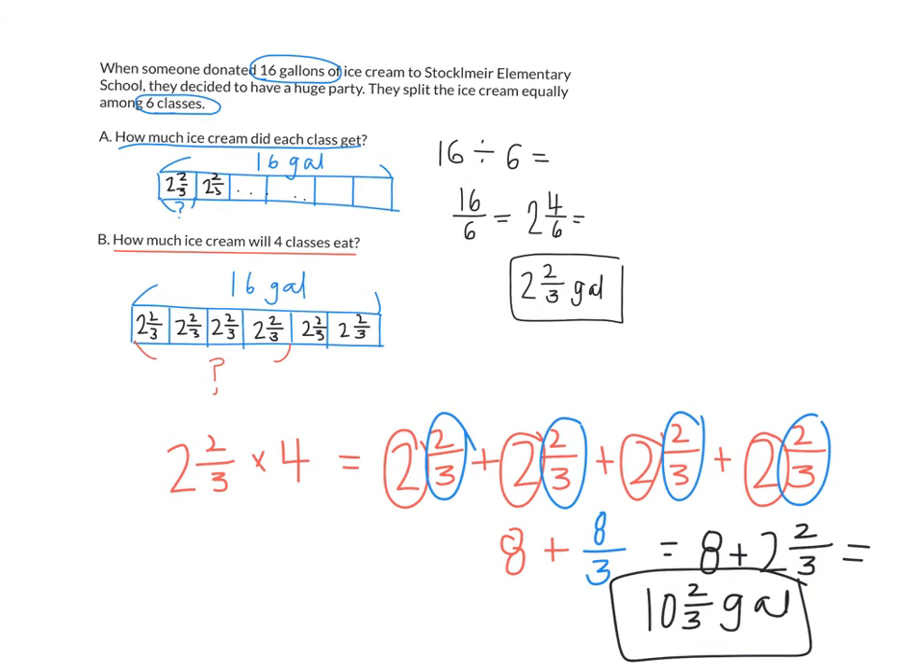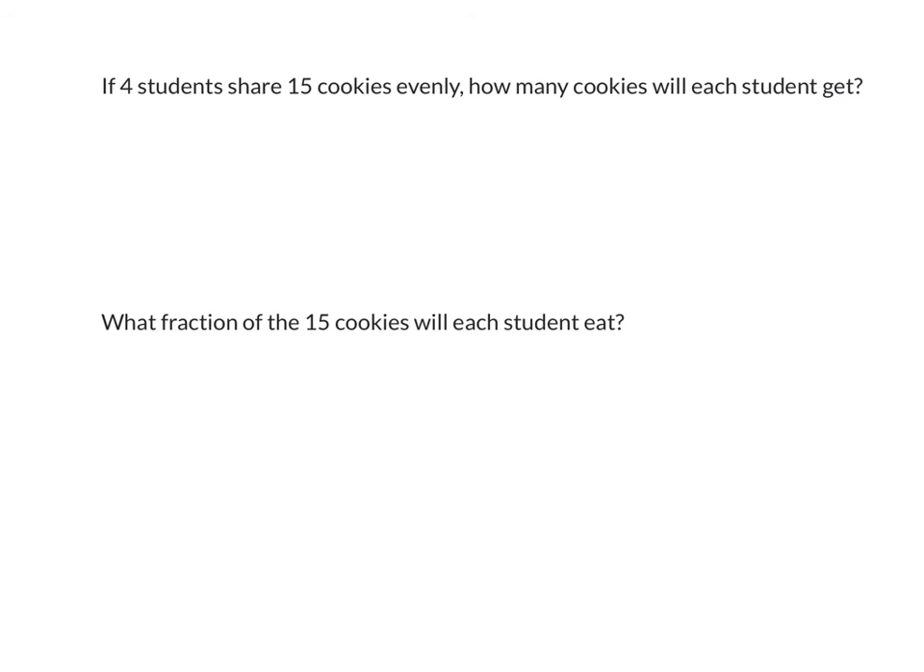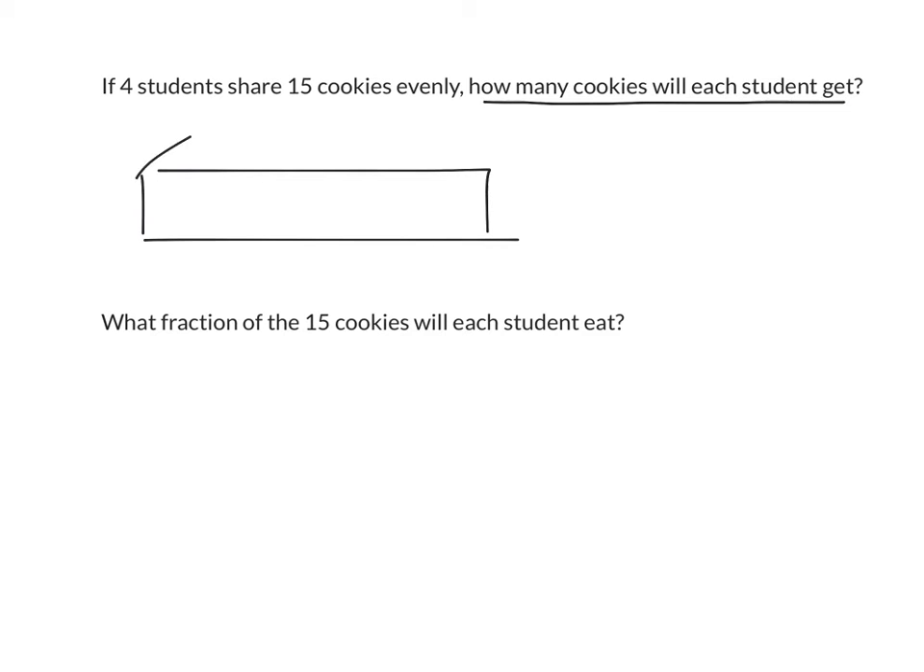Don't forget the units. 4 students are trying to share 15 cookies evenly, and we want to find out how many cookies each student will get. Okay, so start by drawing a tape diagram. Do we have 4 students that are being shared by 15 cookies? No. So be careful. Again, this is the easiest part to mess up.